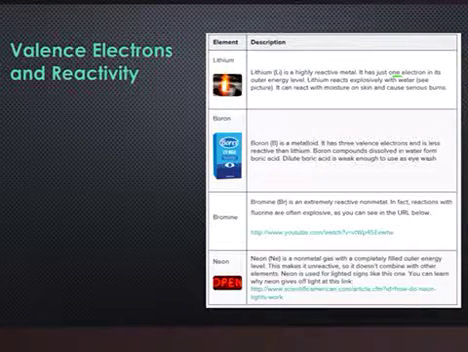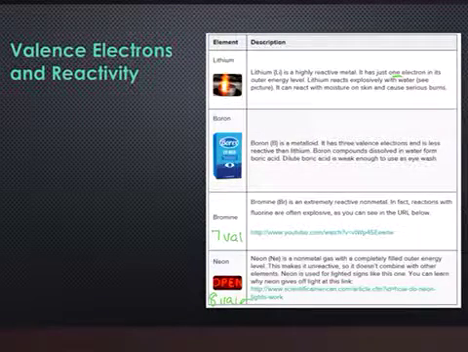Bromine is an extremely reactive nonmetal. It has 7 valence electrons. And then neon is a nonmetal. It's a gas, and it has 8 valence electrons. So it's got a completely full outer energy level, so it's not reactive.